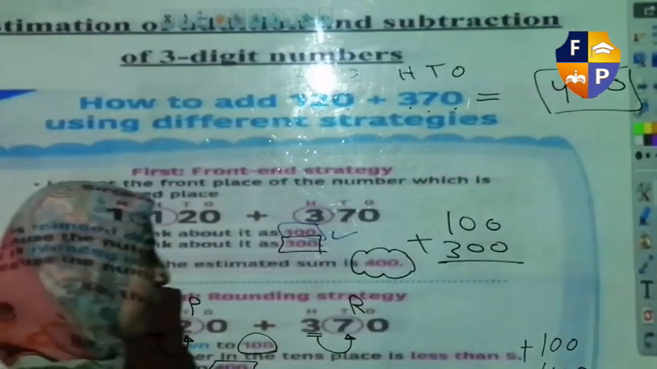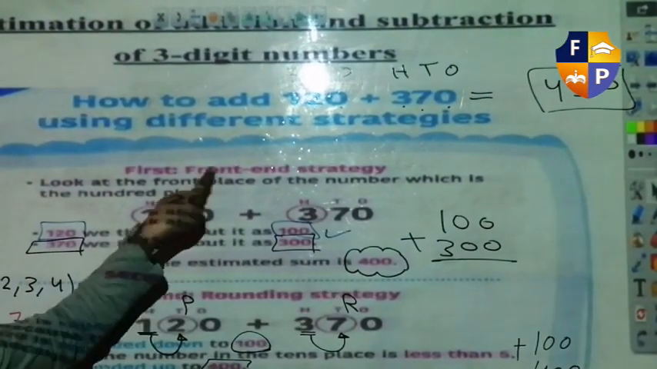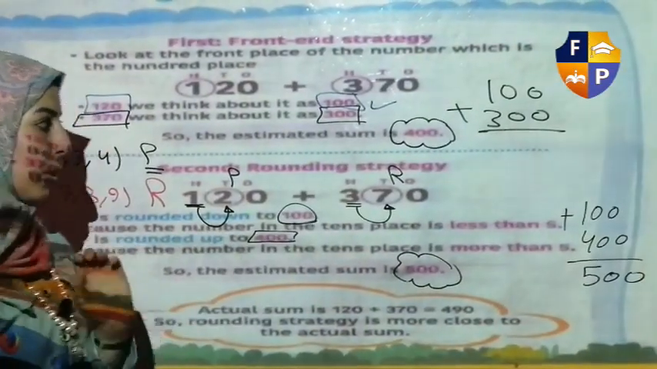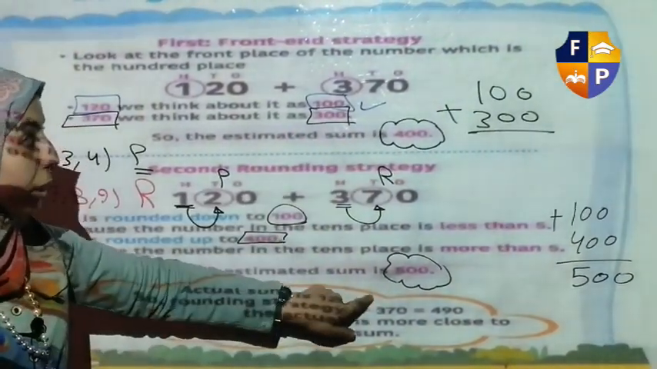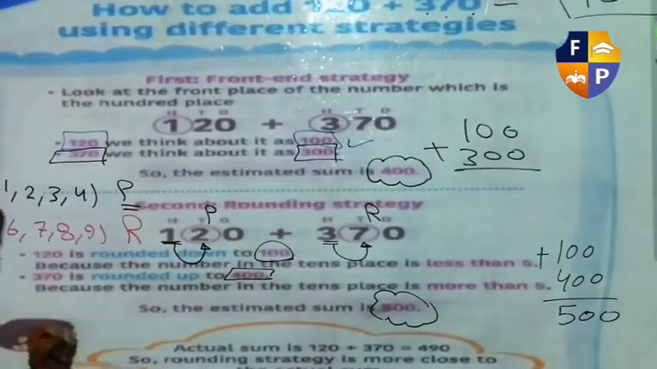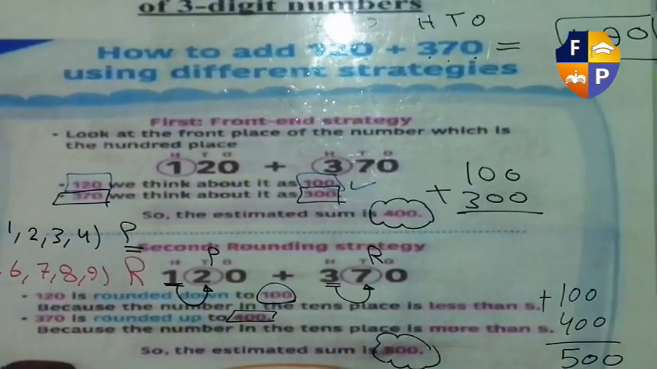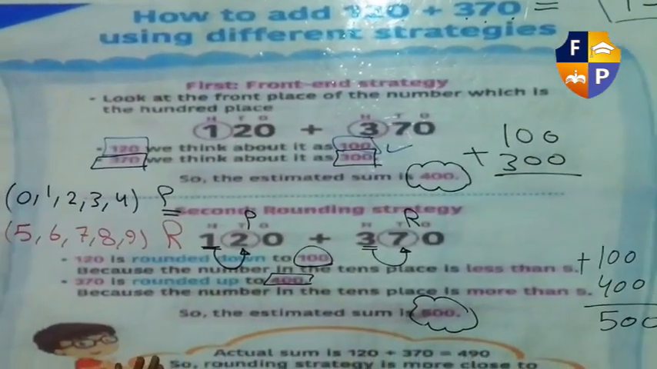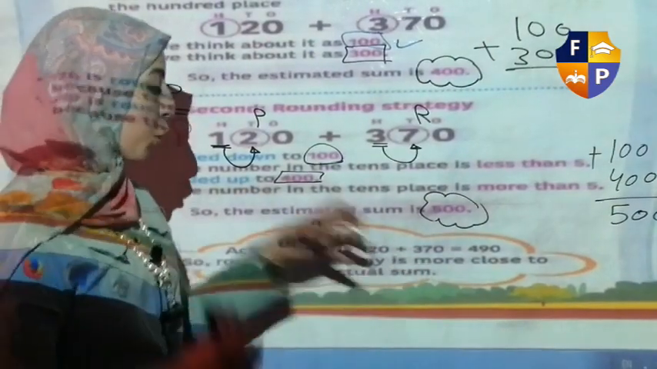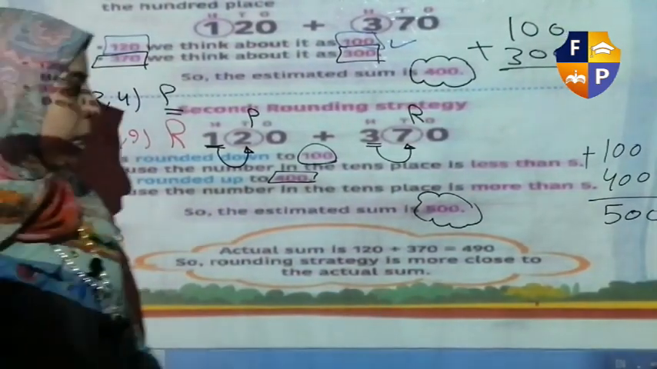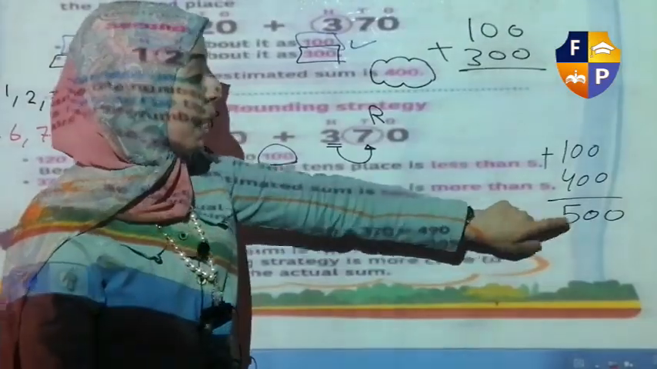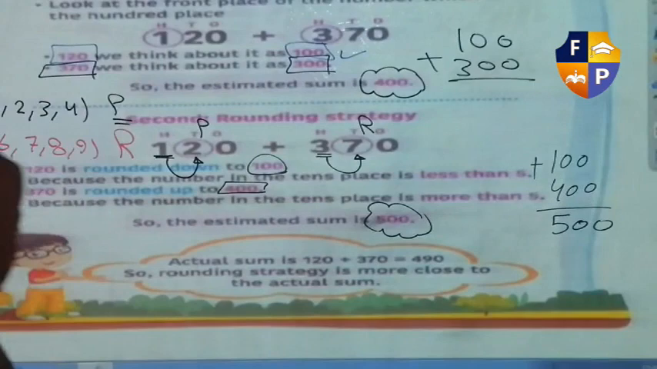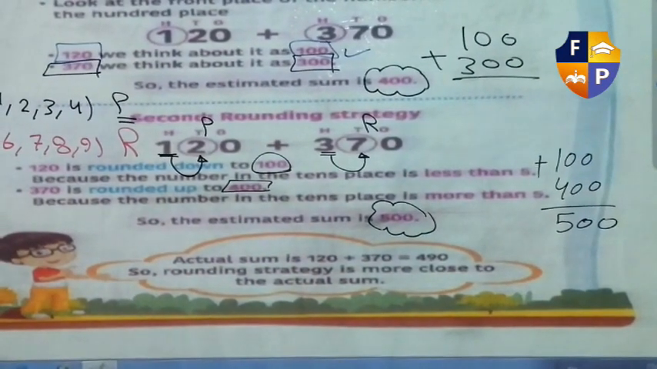The actual sum, the estimated sum from front-end strategy, the estimated sum from rounding strategy. The two estimated sums are different from the actual sum. Actual sum is 120 plus 370 is 490. So rounding strategy is closer to the actual sum. This estimated sum is nearer to the actual sum. Okay, and now turn the page.